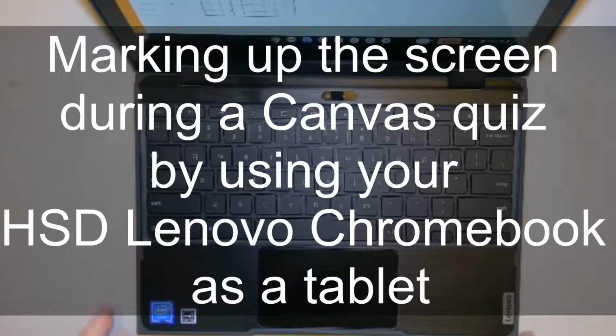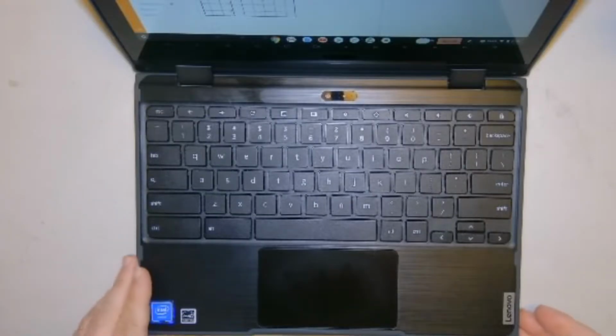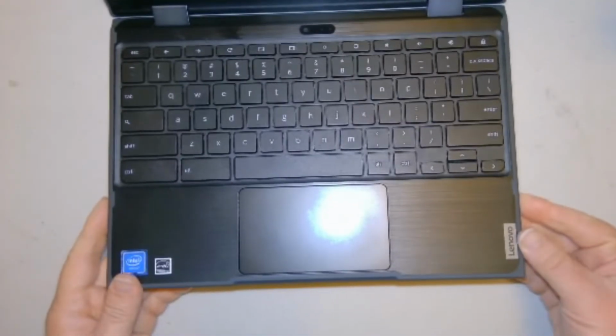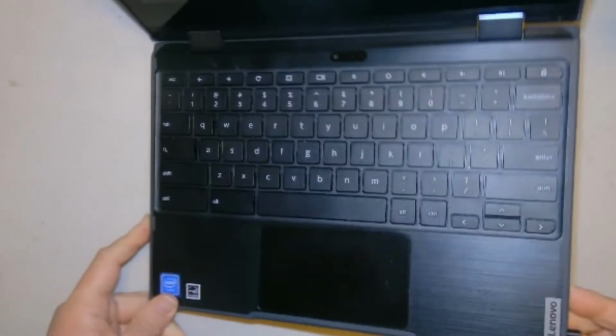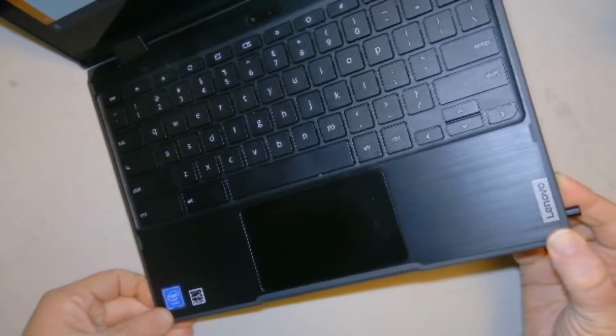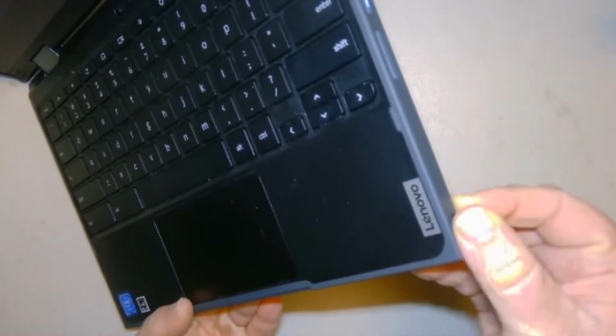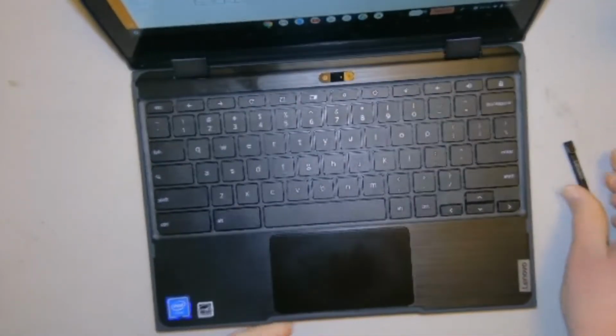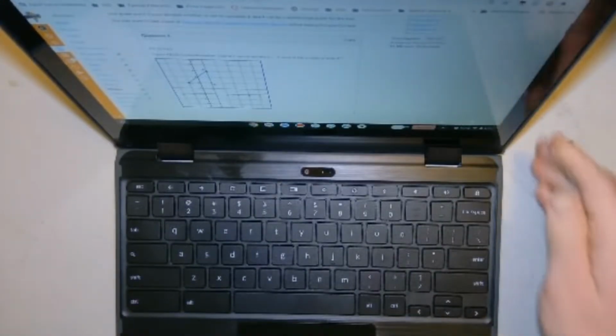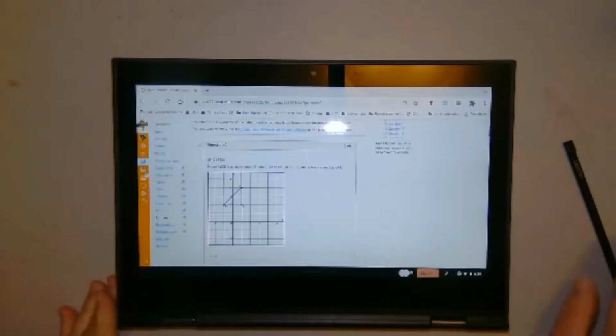So the first thing I need to do is get out the stylus. And I can get out the stylus right here. It lives right here in the keyboard. And then I can take my Chromebook and flip it on these hinges all the way around until it turns into a tablet.